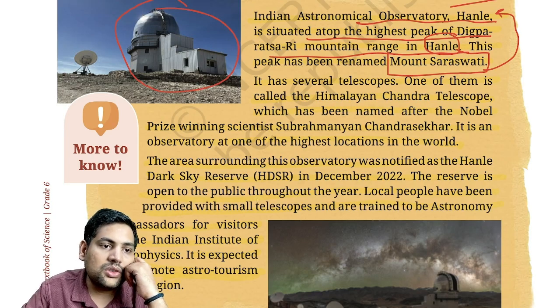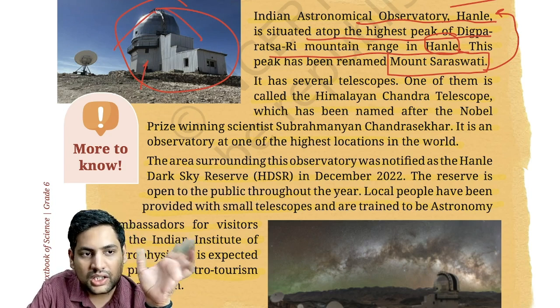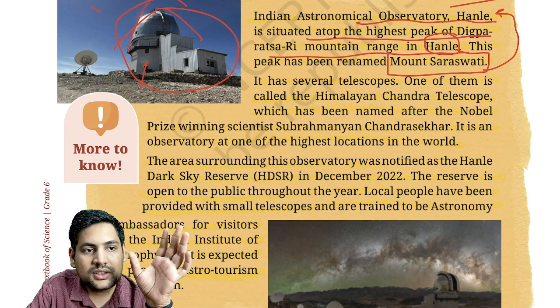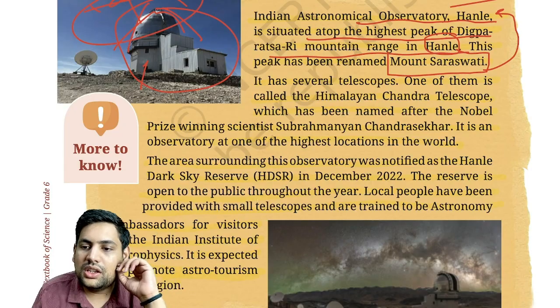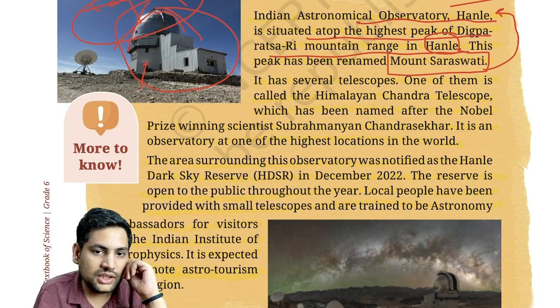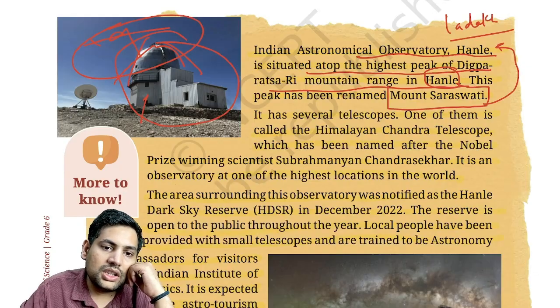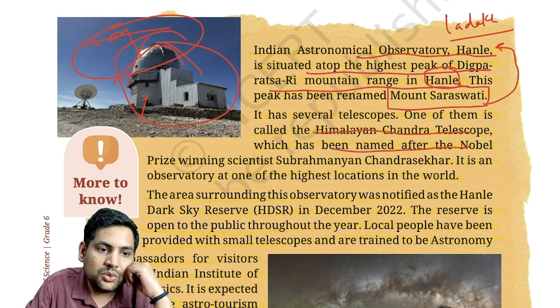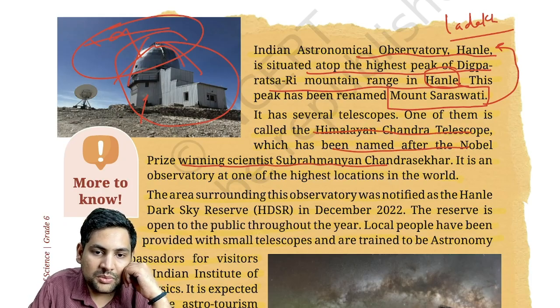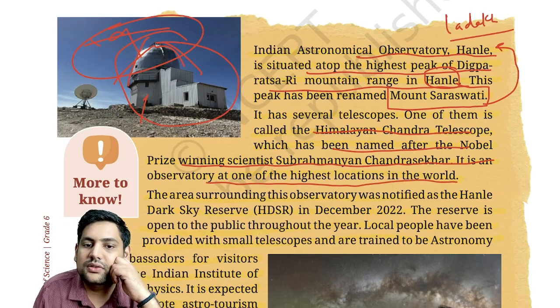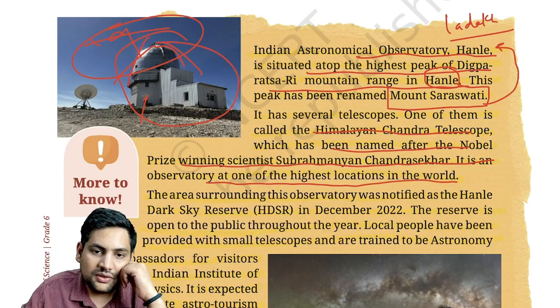So basically what you will do, you will go inside this, then this will open so that the dust does not settle. It is usually closed. Then at night, this will open and you can observe the entire sky. Then one of them called the Himalayan Chandra telescope, which has been named after Nobel Prize winning scientist Subramaniam Chandrasekhar. It is an observatory at one of the highest locations in the world.